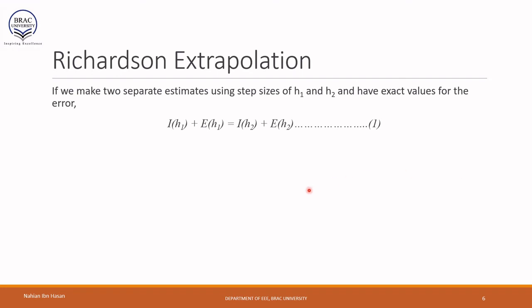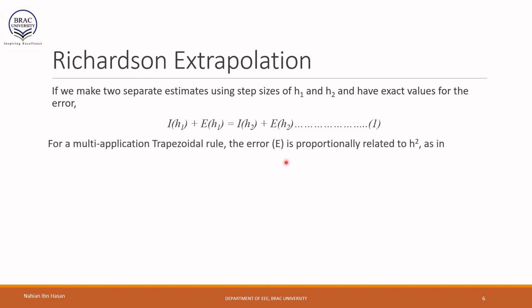So where does the Richardson extrapolation come into account? Let's say I have two estimates of the true exact value using two different step sizes, h1 and h2. Using h1, I have the exact value, which can be denoted as I of h1 plus E of h1. Similarly, using h2, I got the same exact value using the same formula, so I can express it as I of h2 plus E of h2. Since both of these approaches provide the same exact value, these two quantities are equal. So this is equation 1.